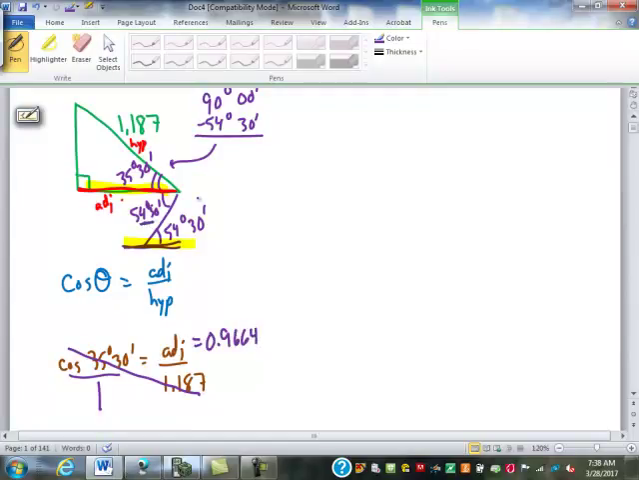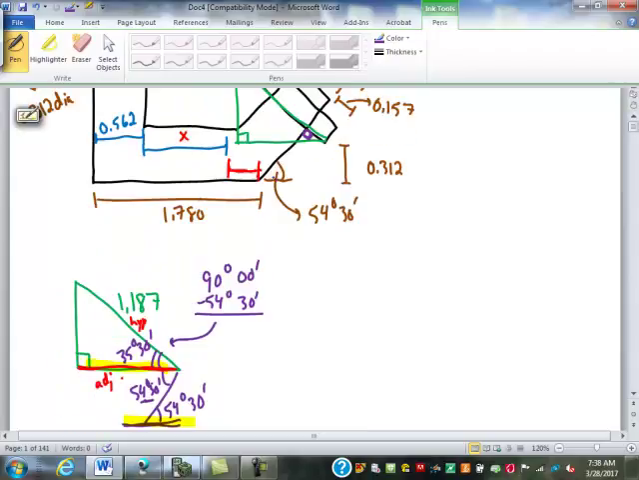The 54 30 was given. That was right here. So since that's a right angle there, that means this is also 54 30. Those are two horizontal dimensions. So if that's 54 30, I could slide it over here. This would be 54 30. So then 90 minus the 54 30 gave me the 35 30. Right here.